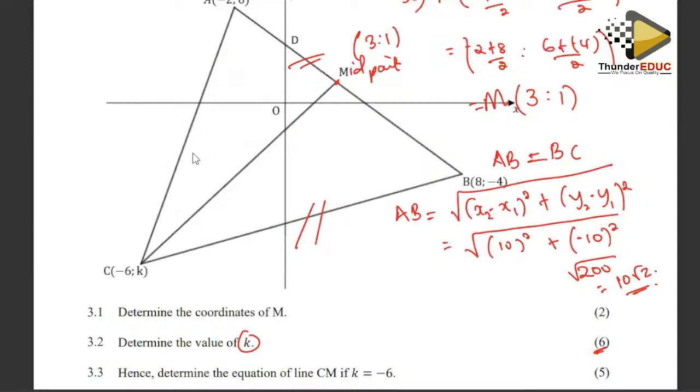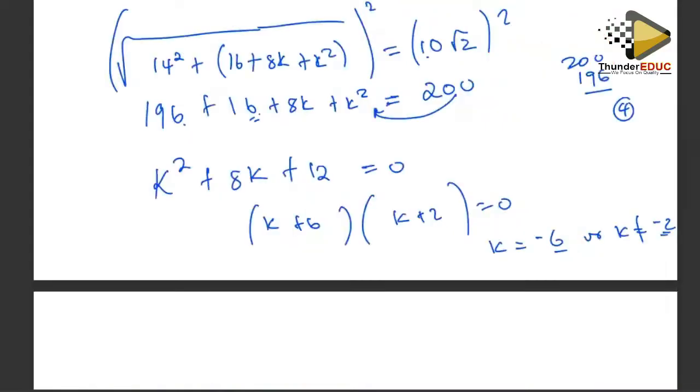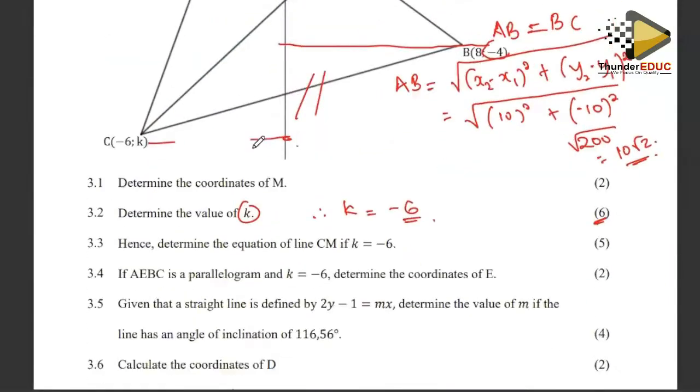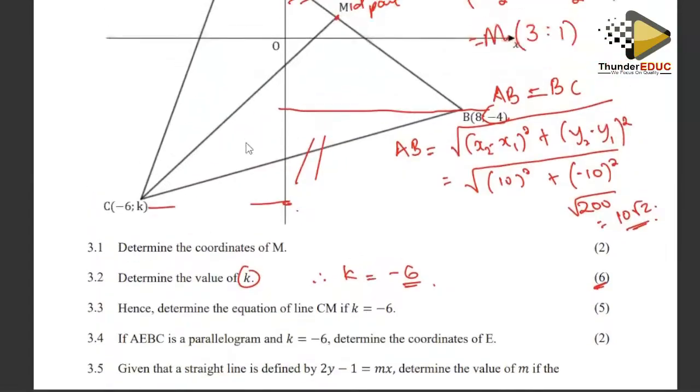We know that this y value is -4 here. There is no way this k can be -2, below the -4, meaning that our k needs to be -6. It cannot be this -2. All right, so we've decided and we got those 5 marks, then hence or otherwise they want us to get the equation of CM if k is -6. Thank you for confirming that.